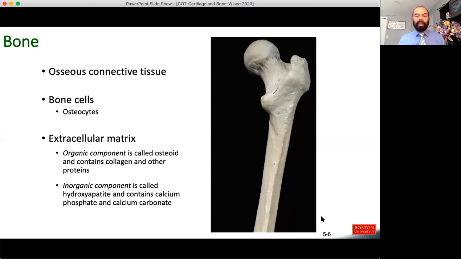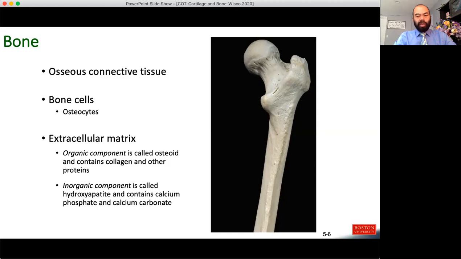All right, so let's talk about bone. Bone is hard, right? That's the main difference. Bone is hard and it gives a lot of structure. The connective tissue calcifies, which is what makes it hard. The organic part of that extracellular matrix is called osteoid. The calcified part, or the inorganic component, is called hydroxyapatite, and it is comprised of calcium phosphate and calcium carbonate.